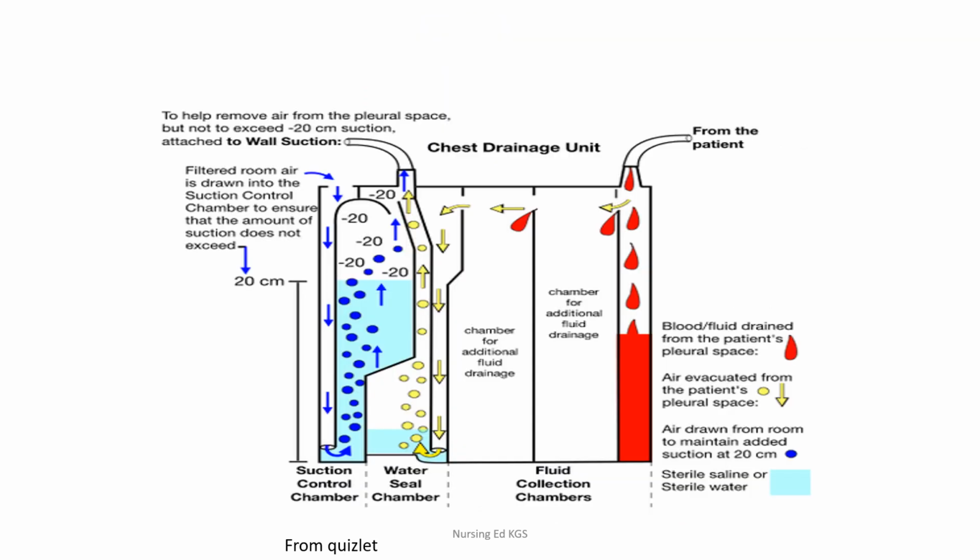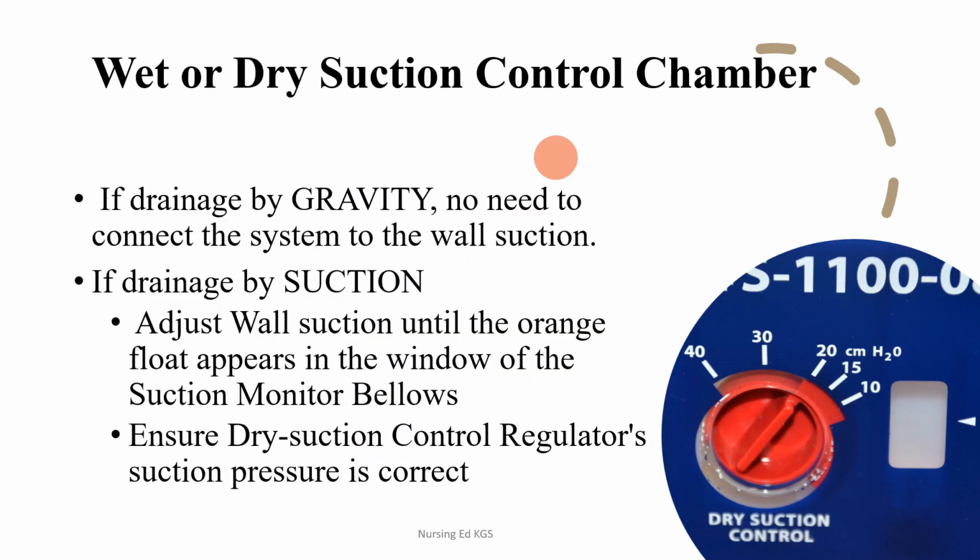This is an example of a wet suction chest tube drainage system, and you can clearly see the three chambers. You'll see the fluid collection chamber, your water seal chamber, and then the suction control chamber. We will now talk about the two types or variations of the suction control chamber.